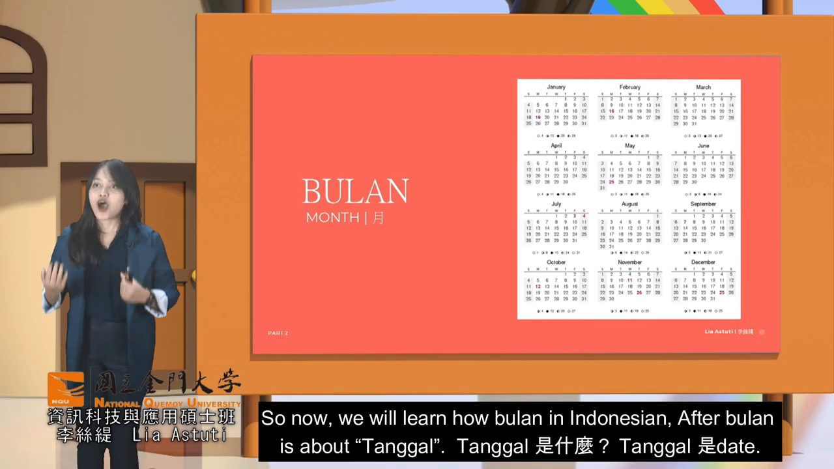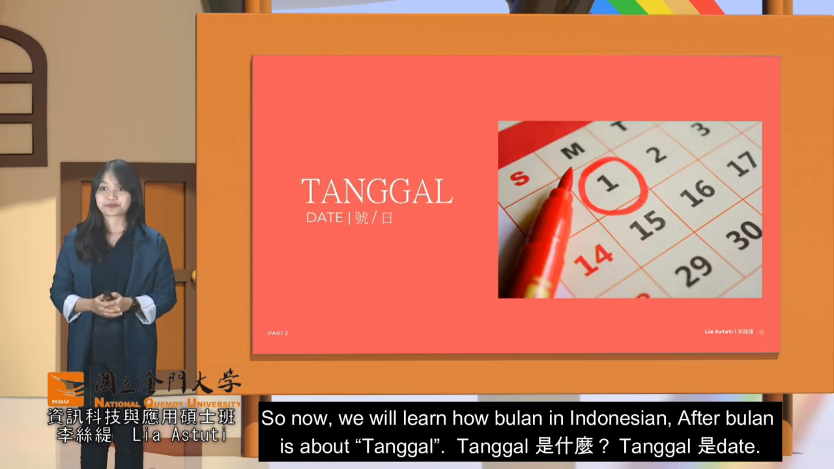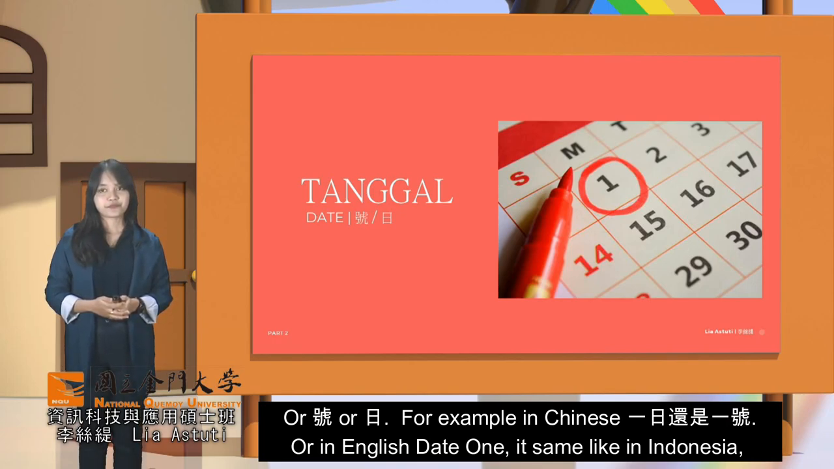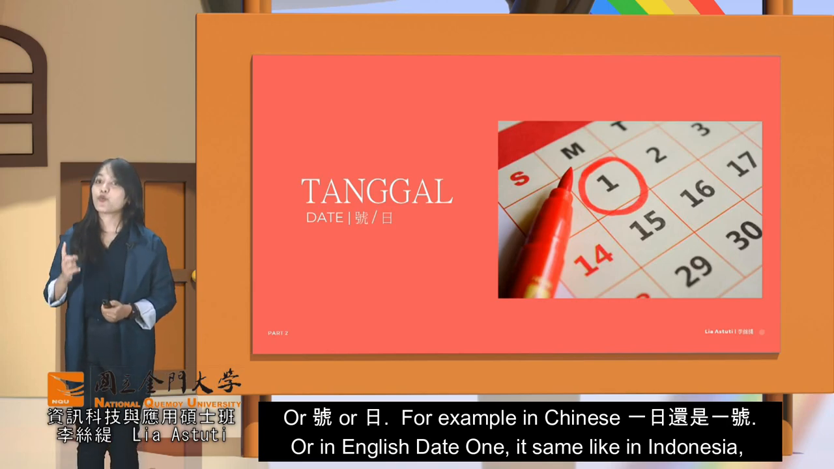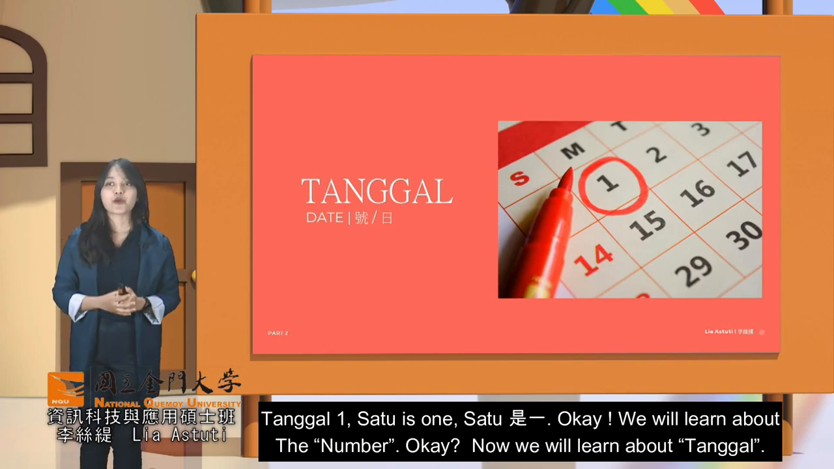So now, we will learn how bulan is in Indonesia. After bulan is tanggal. Tanggal is date, or 日. For example, in Chinese, 一日 or 一号. Or in English, date 1. In Indonesia, it's tanggal 1. 1 是一. We will learn about the number later. Now, we will learn about tanggal.